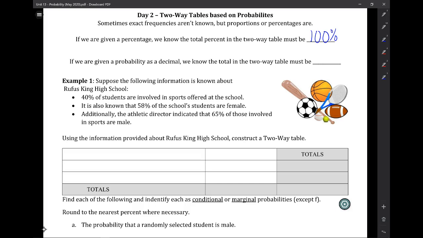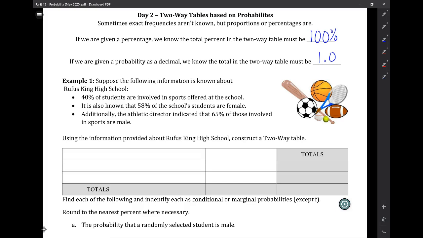If we're given probabilities in terms of decimals, I guess you could convert to percents if you'd like, or you can leave them in terms of decimals. And then our grand total box in the corner would have to add up to 1.0 or 1. So let's read our first example that's in terms of percents here.